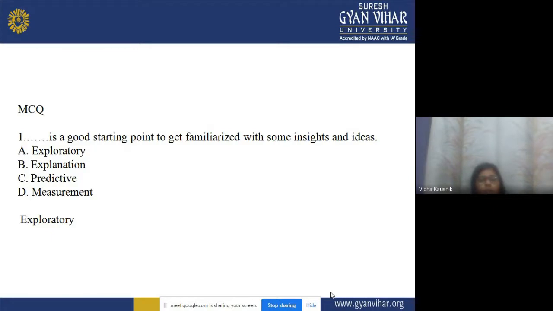The first one: a dash is a good starting point to get familiarized with some insights and ideas. The options are A exploratory, B explanation, C predictive, or D measurement. So students, you have to select the correct answer, and the correct answer is option A, that is exploratory.